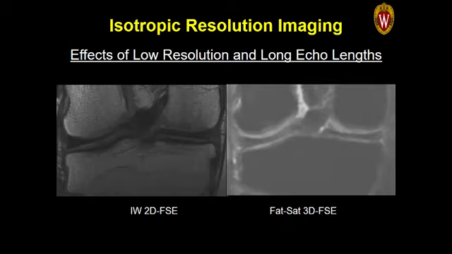Here's another patient with a surgically confirmed tear of the posterior root of the lateral meniscus on the coronal intermediate weighted two-dimensional fast-spin echo image. Note the signal abnormality in the undersurface of the posterior root. This signal abnormality cannot be visualized on the corresponding three-dimensional fast-spin echo image due to increased image blurring.